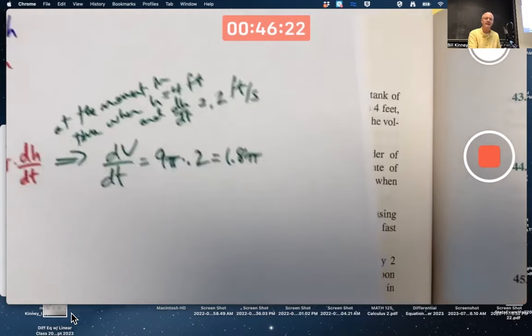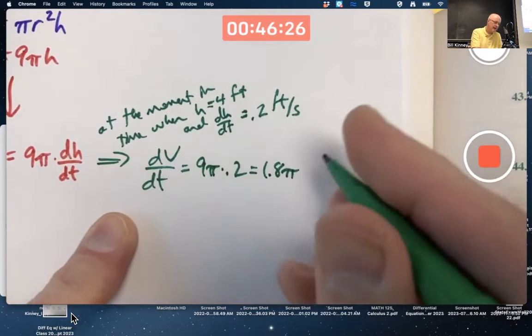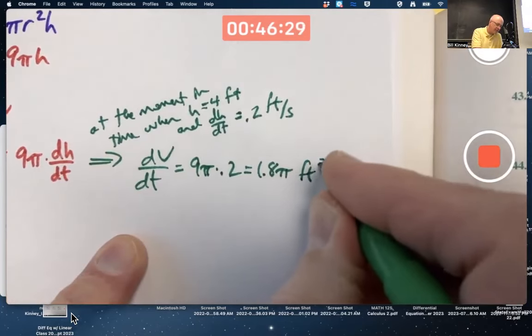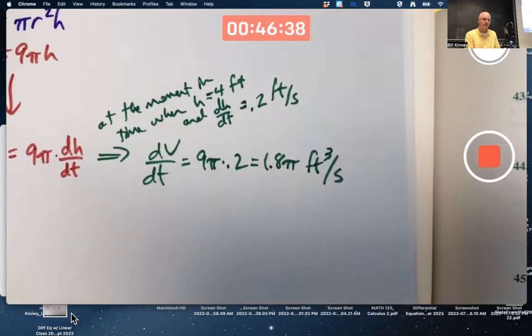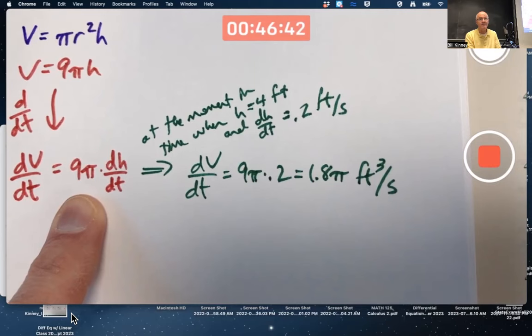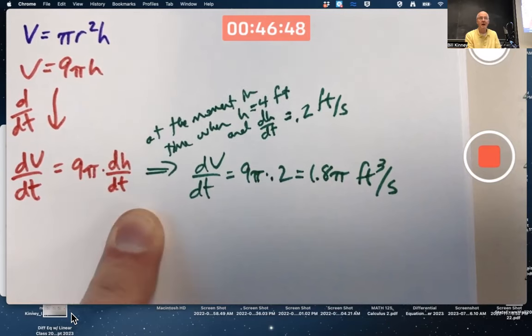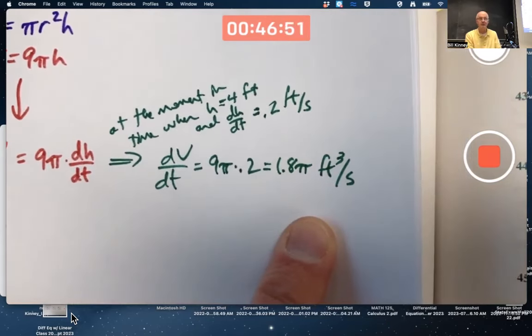Get the units right. They'd be units of volume per unit of time, cubic feet per second. The units of the 9 pi are effectively square feet. The units of dH/dt are feet per second. Multiply square feet times feet per second, you do get cubic feet per second. It is a rate of change of volume with respect to time.